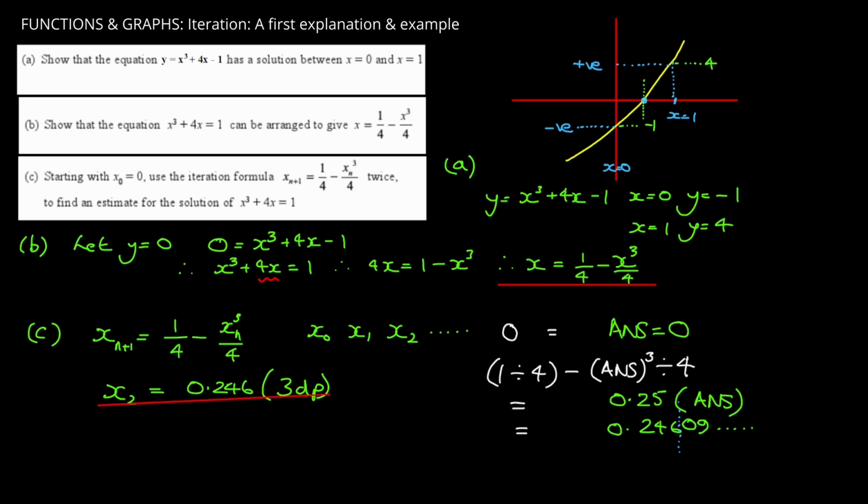So that is the estimate for the root. So we think the curve crosses at 0.246. It looks like I'm at about 0.5, but no, in reality, the curve in their question crosses the axis just below a quarter of the way between x equals 0 and x equals 1. So not a bad guess. So I hope that's cleared up a little bit about iteration.